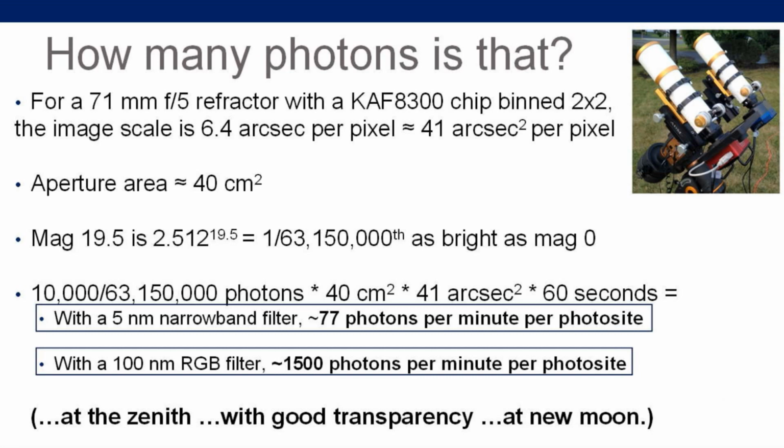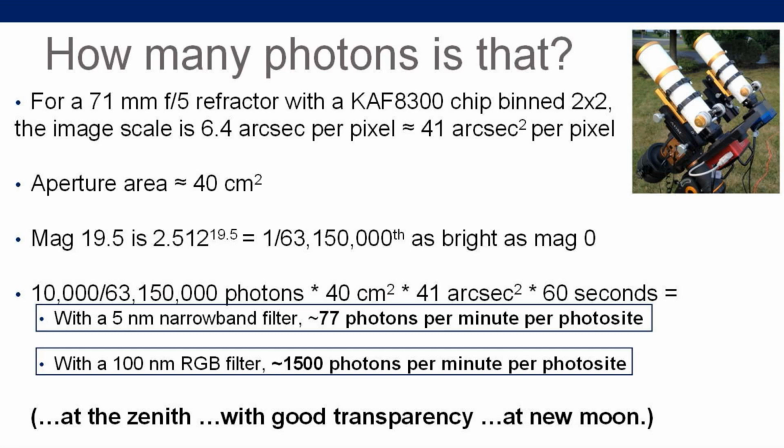Magnitude 19.5 is 63 million times dimmer than magnitude 0. So you do the math there. 2.512 is the factor. That's the fifth root of 100, because every 5 steps in magnitude you get 100 times brighter. So the fifth root of 100 is about 2.512. You take that to the 19.5 power, you get 63 million.